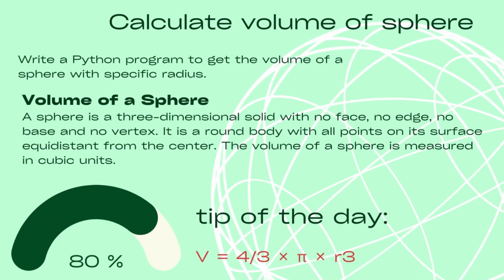Calculate volume of sphere. Write a Python program to get the volume of a sphere with specific radius. Volume of a sphere. A sphere is a three-dimensional solid with no face, no edge, no base and no vertex. It is a round body with all points on its surface equidistant from the center. The volume of a sphere is measured in cubic units.